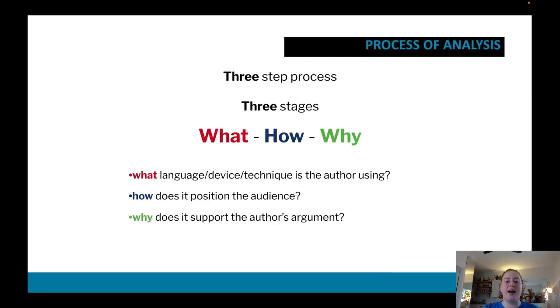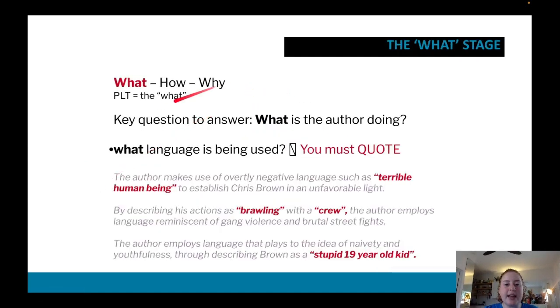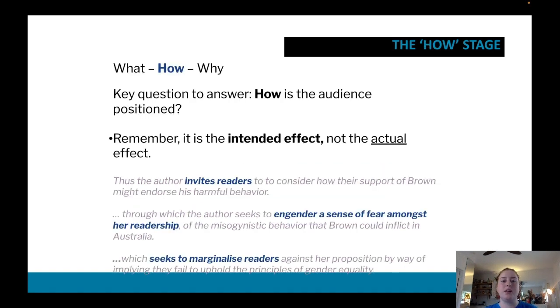So let's break that down a little bit further. The what stage, what is the author doing? Is again that the evidence and the explanation. For instance, to bring about Chris Brown, who I don't know if is relevant for you all, the author makes use of overtly negative language such as terrible human being to establish Chris Brown in an unfavorable light by describing his actions as brawling, blah, blah, blah. Okay? So that's the what.